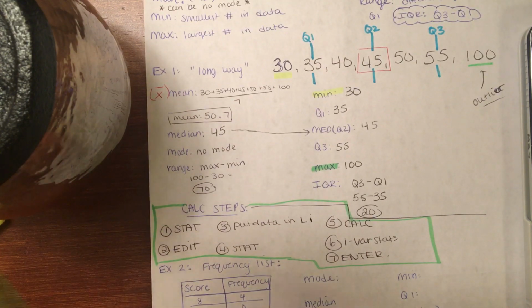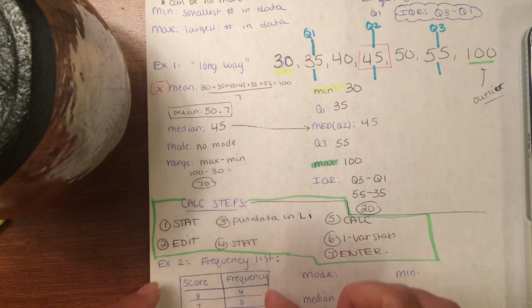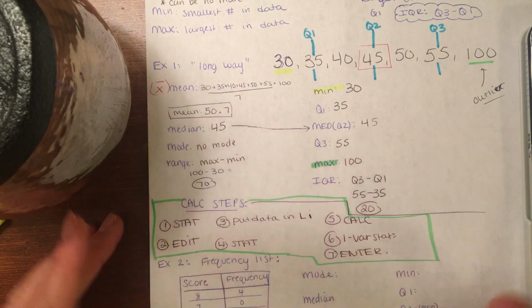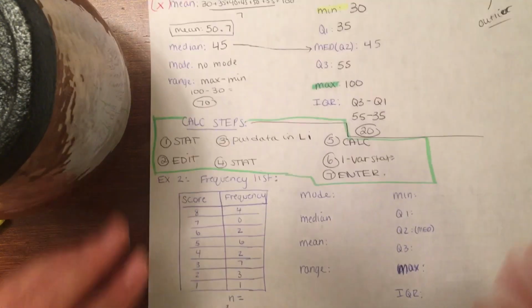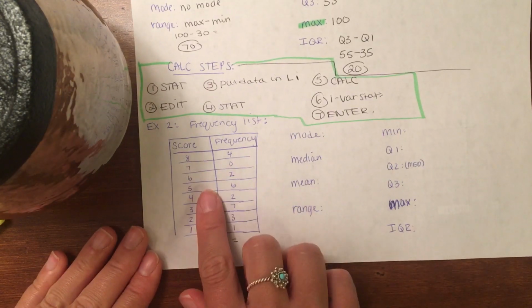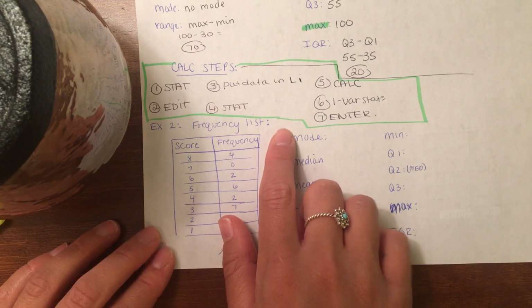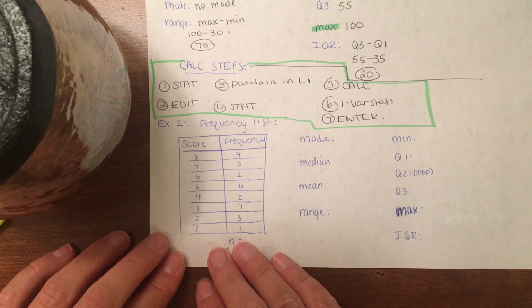They are really important. I'm going to do something similar with example 2. So the calculator steps are going to look very similar, just one little difference. And it's important that you see the difference of when to do what. So example 2, I'm calling this the frequency list, okay? Now let's say this chart represents scores on a quiz.